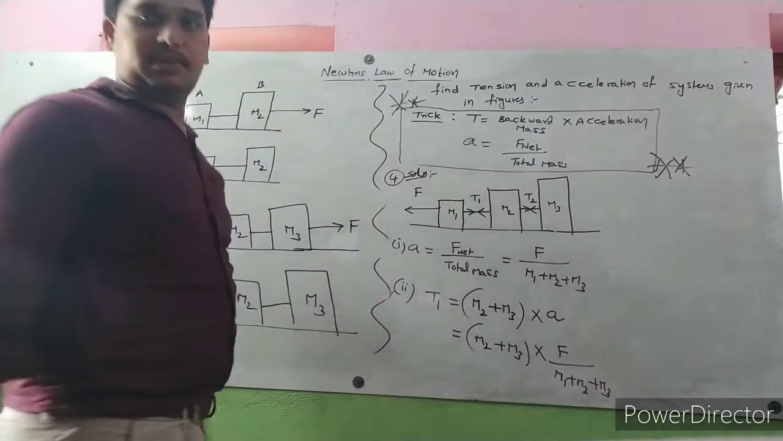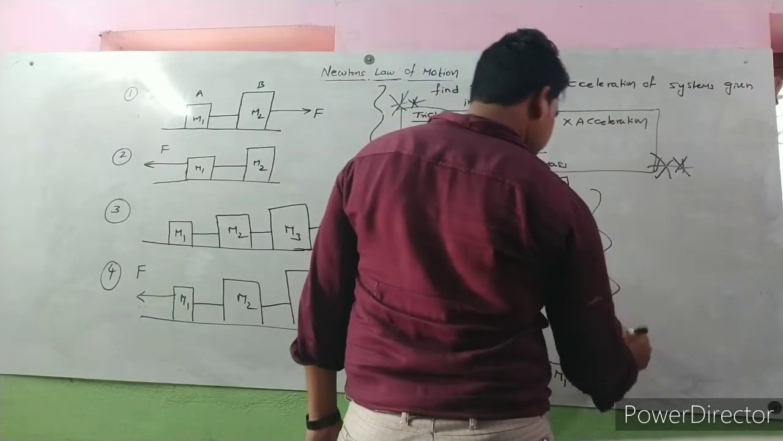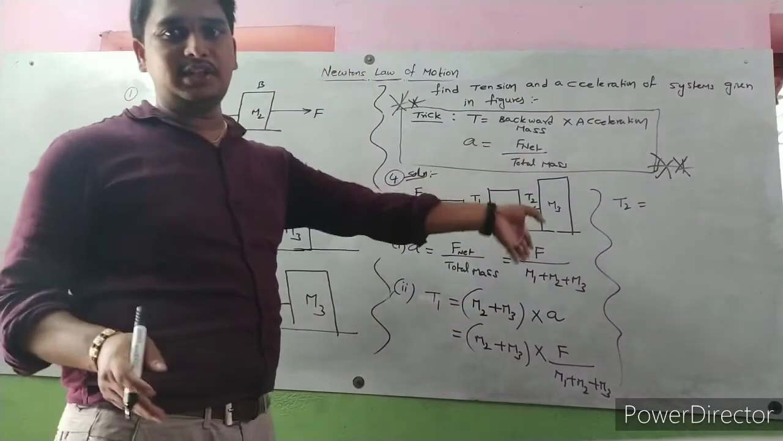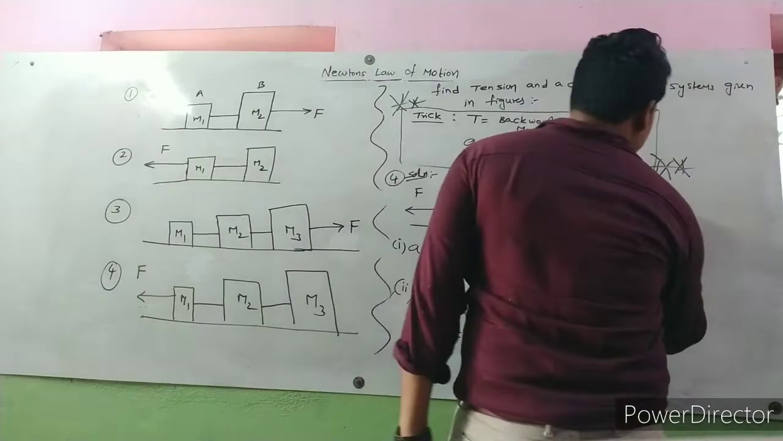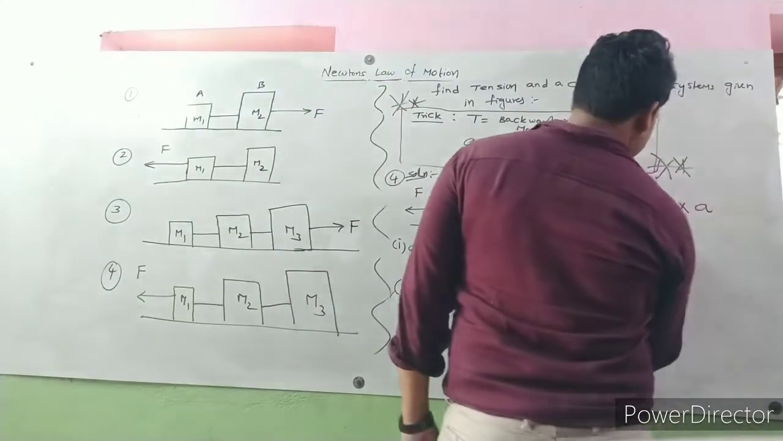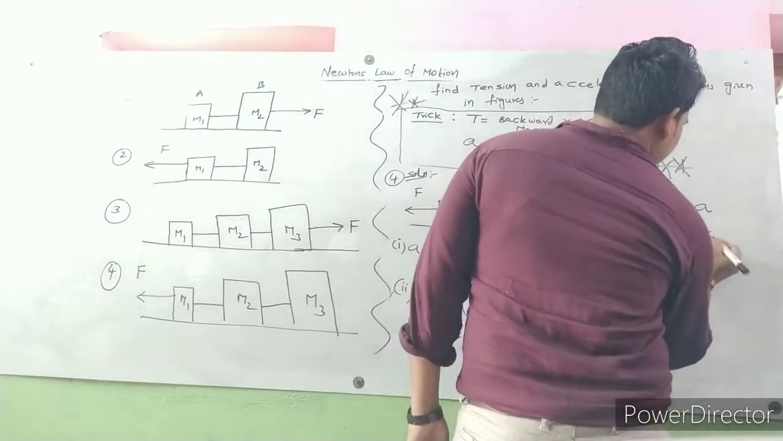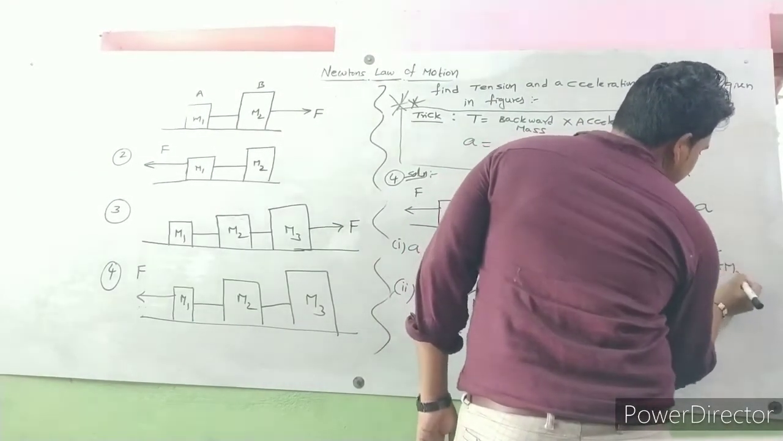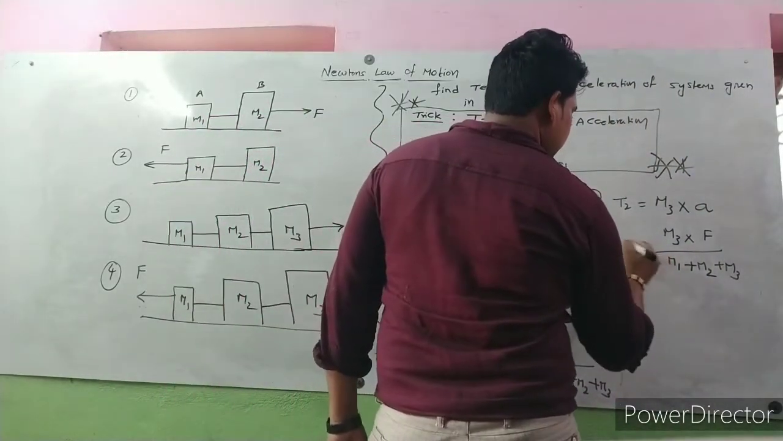So this is T1. What about T2? T2 is again equal to backward mass into acceleration. What is the backward mass? m3 is the backward mass, m3 into acceleration. So m3 into acceleration means m3 into F by m1 plus m2 plus m3. So this is our tension T2.